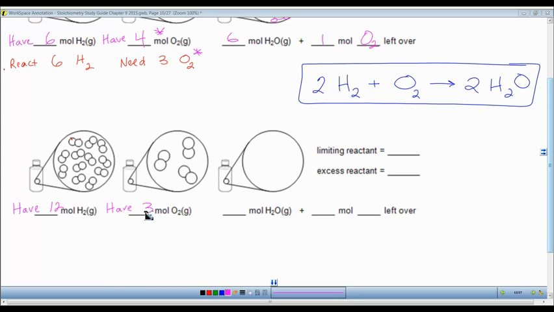Okay, so let's think about this. What if I want to react all of that hydrogen? Let's use it all up. If I want to react 12 hydrogen, how much oxygen do I need? Well, they react according to the ratio in the balanced equation. It's a 2:1. I always need half as much oxygen. So if I'm going to react 12 hydrogen, I'll need 6 oxygen.